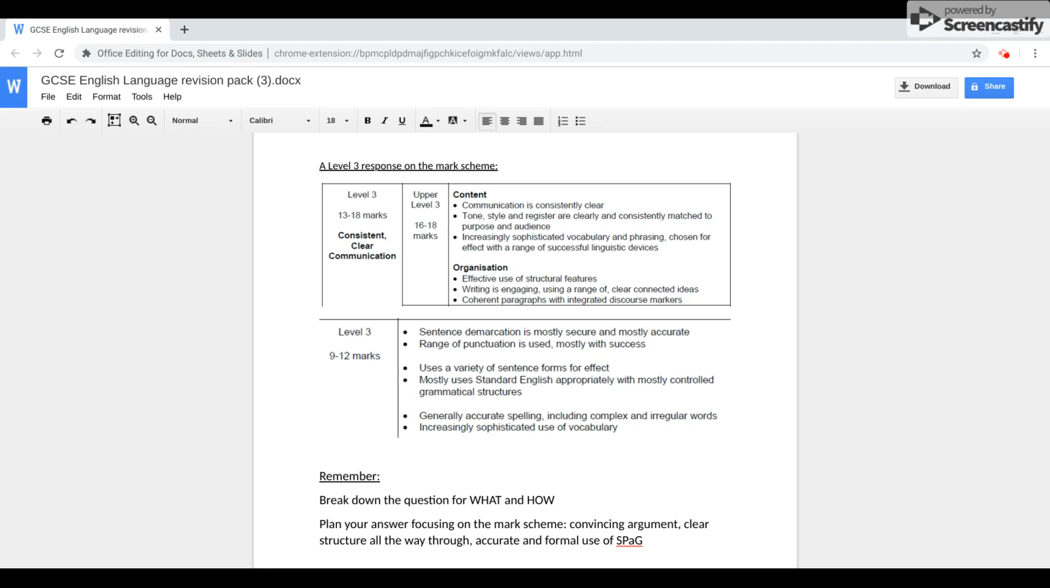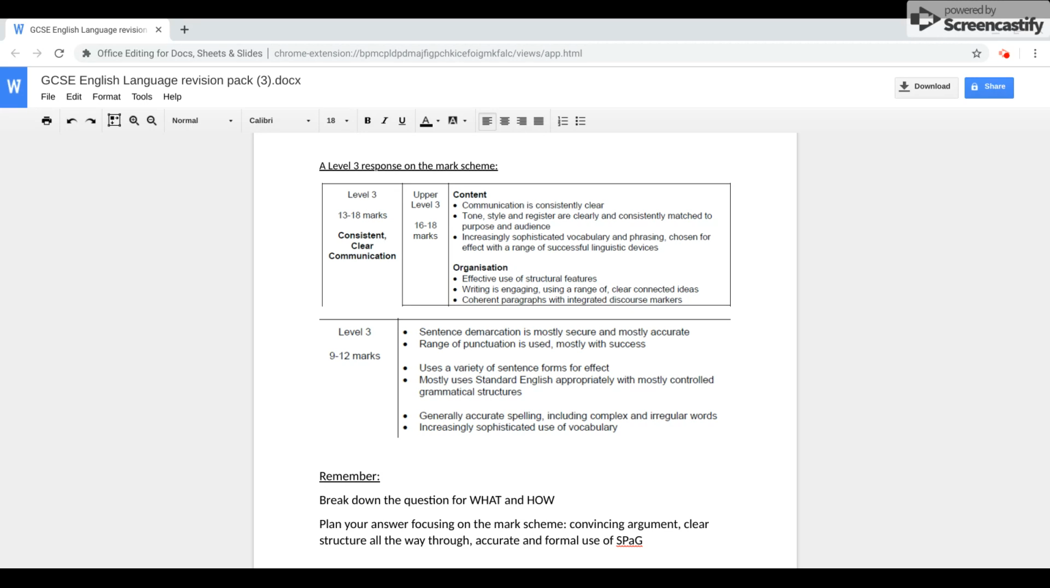And the other side of your mark scheme is your spelling, punctuation, and grammar mark. Sentences are mostly secure and mostly accurate for a level three. They are, of course, always accurate and always secure for a level four mark. So please give yourself time to check those. A range of punctuation is used: speech marks, commas, colons, brackets, apostrophes, full stop, exclamation mark, question mark. Please get a range in.